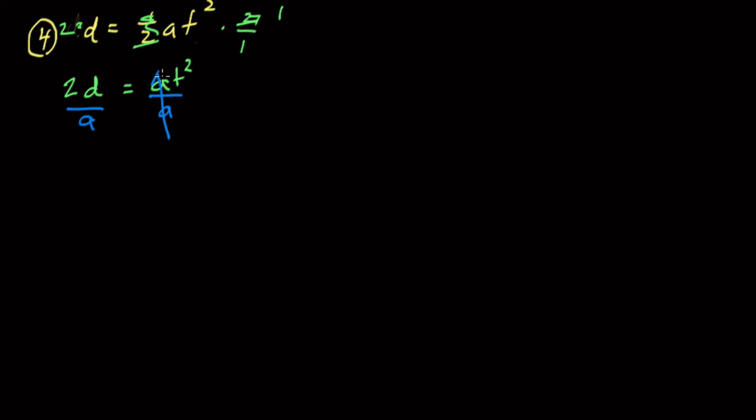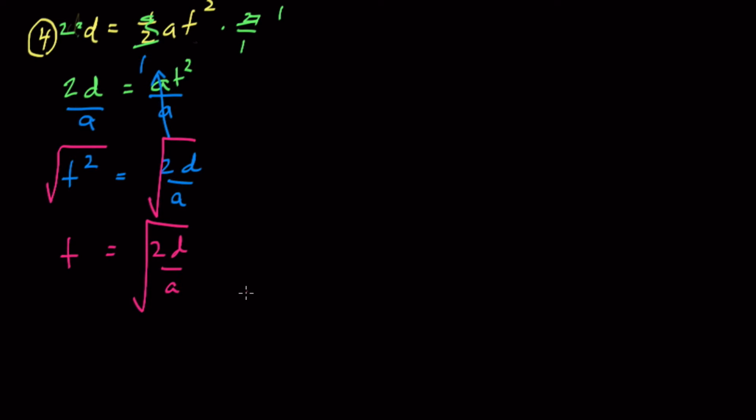a over a is not 0. a over a is 1. So I end up with 1 times t squared, which I can just write as t squared equals 2d over a. And the last thing I need to do is get rid of squaring t, which I would do by taking the square root. The square root of t squared is t. Whatever I do to one side, I have to do to the other. And so I would end up with t equals the square root of 2d over a.